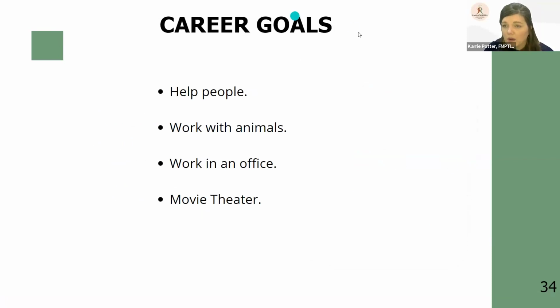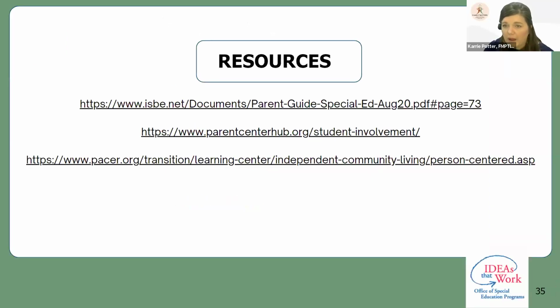Career goals, you can include things that you've done, or what you want to do. Like, I want to help people. I want to work with animals. I'd like to work in the office, maybe at a movie theater. Really showing what your interests are and what your goals for a career are can be helpful. And you can create a page just dedicated for that.